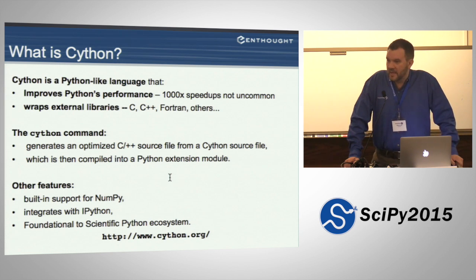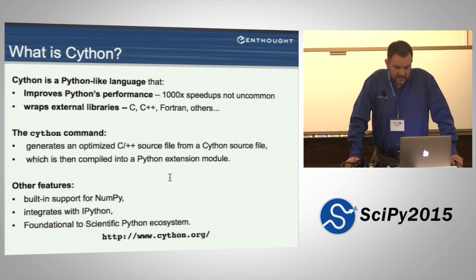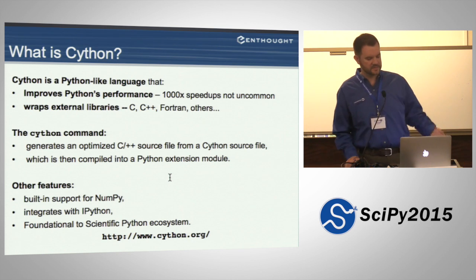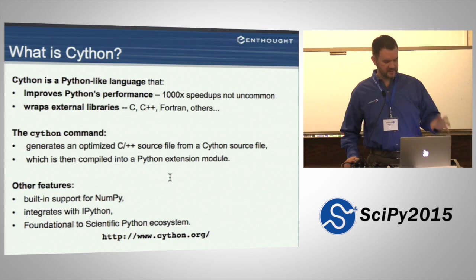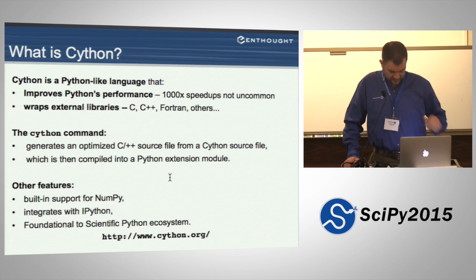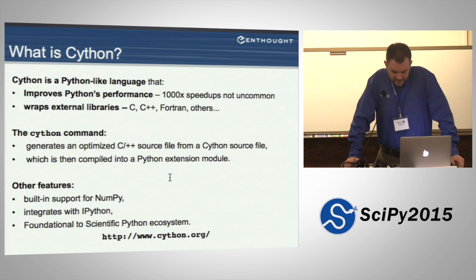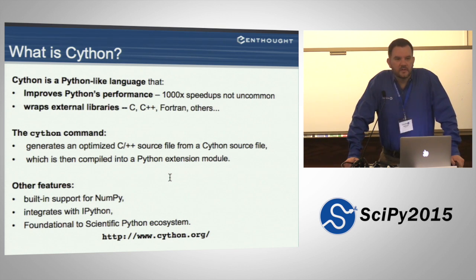There's a Cython command, compiler command, and its job is to generate optimized C, C++ source file from a Cython source file. So our Cython source code that we'll see here in more depth, it's the source that Cython starts with, and then Cython generates an extension module from that Cython source file. And then that extension module is compiled into a binary extension module.